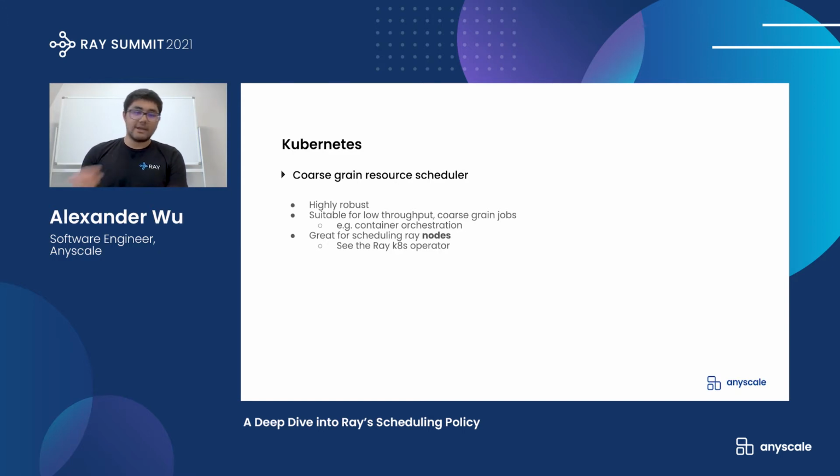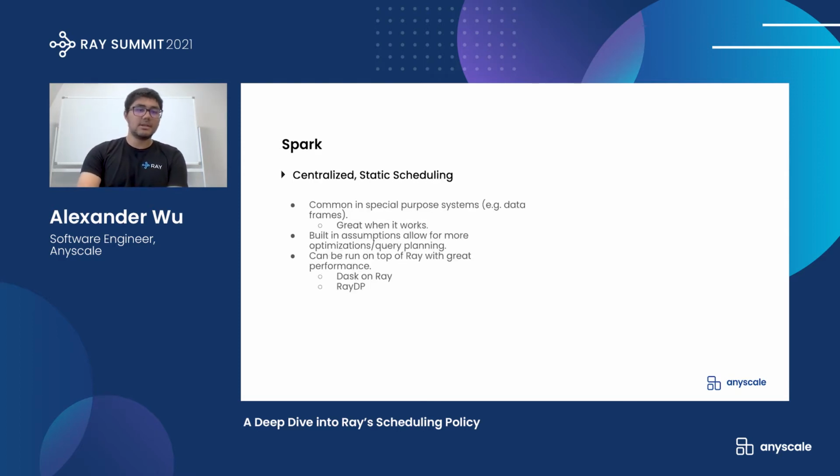So it's not quite fast enough to schedule a Ray task or anything like that, but it's still useful enough to schedule a Ray node. Ray nodes may go up and down, but they typically don't do that many times a second. And so, yeah. All right.